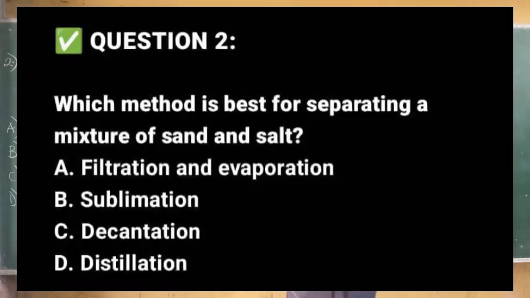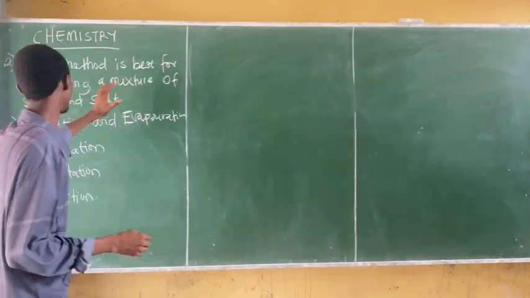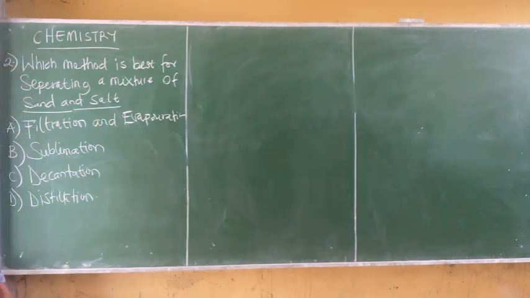Now, question 2 says, which method is best for separating a mixture of sand and salt? Option A, filtration and evaporation. B, sublimation. C, decantation. And D, distillation. Now, for this particular question, you have to brainstorm yourself. They said, which method is best for separating a mixture of sand and salt?